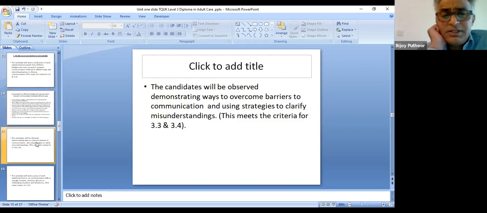The 3.3, 3.4 says that the candidate will be observed demonstrating ways to overcome barriers to communication using strategies to clarify misunderstandings. So I will be coming and observing to see that someone has got issues with their verbal communication. How do you communicate with them? Are you using objects of reference? If they want a cold or hot drink, are you showing pictures of cold and hot drinks so that they can choose the right drink?